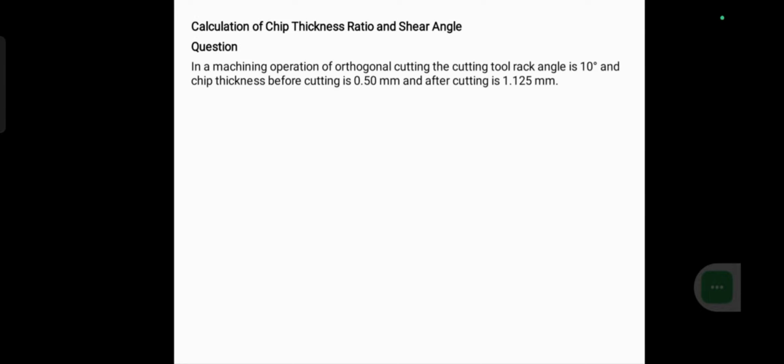Now we will see numericals on chip thickness ratio: calculation of chip thickness ratio and shear angle. So here is the question. In a machining operation of orthogonal cutting, the cutting tool rake angle is 10 degrees, and the chip thickness before cutting is 0.50 mm and after cutting is 1.125 mm. Calculate the chip thickness ratio and shear plane angle.